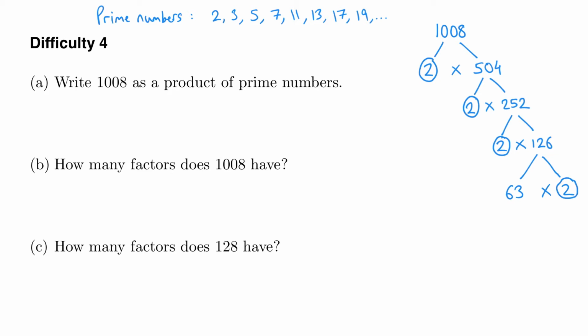The 63 is not prime because I can see that it's 3 times 21 or 7 times 9. So I need to split that up. It doesn't matter whether I use 7 times 9 or 3 times 21. I will go for 7 times 9 in this case. Now 7 is prime, so I'll circle that. 9 is not prime, but I can split the 9 up into 3 times 3. 3 is a prime number, so I need to circle both of those.